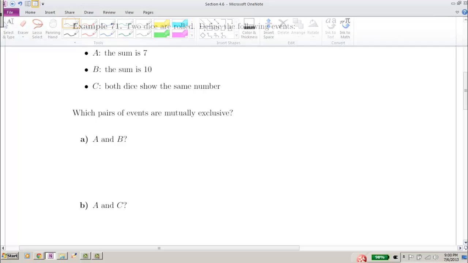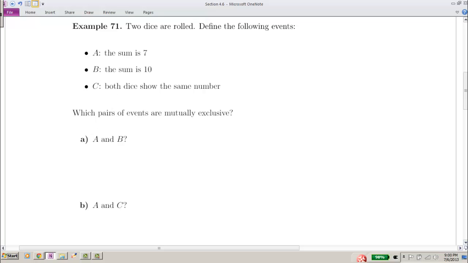So events A and B. If I roll a pair of dice, event A is that the sum is 7, and event B is that the sum is 10. These are mutually exclusive because if I roll a pair of dice, the sum can't be both 7 and 10 at the same time.